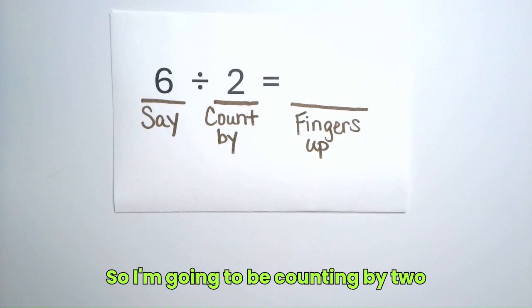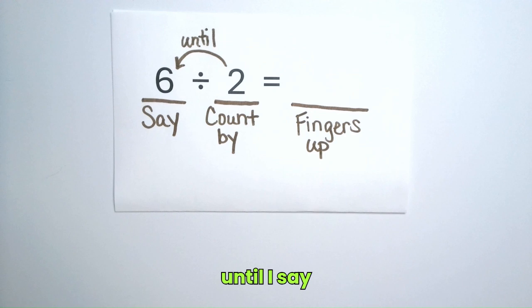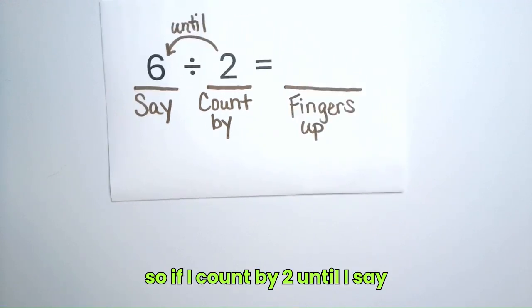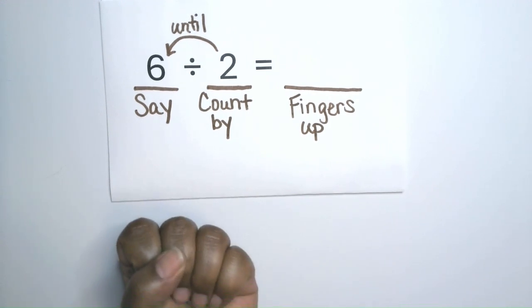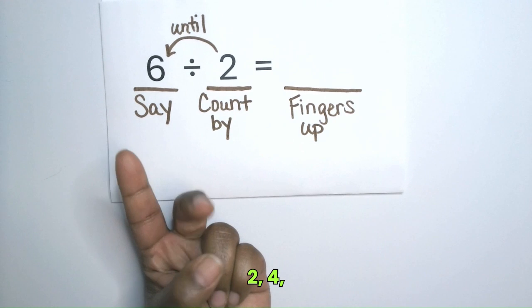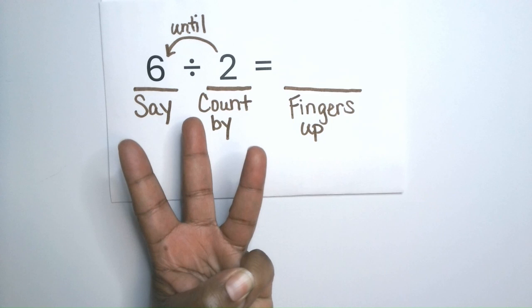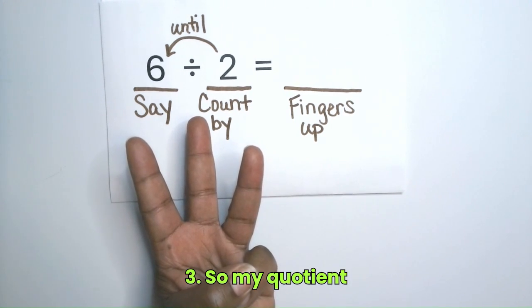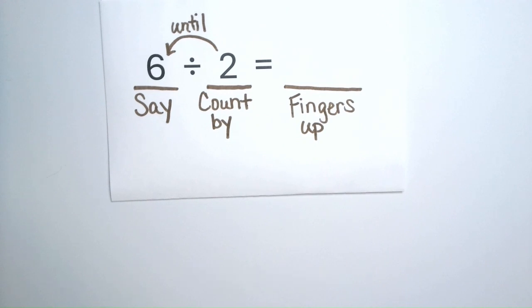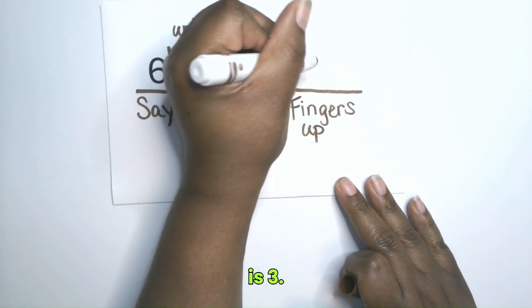So I'm going to be counting by 2 until I say 6. So if I count by 2 until I say 6, that's going to be 2, 4, 6. How many fingers do I have up? 3. So my quotient, my answer to this division problem, is 3.